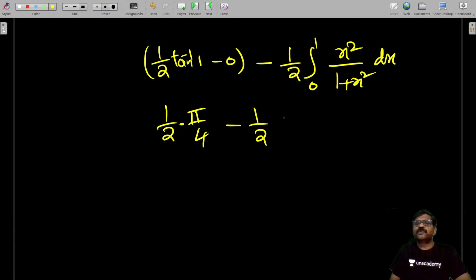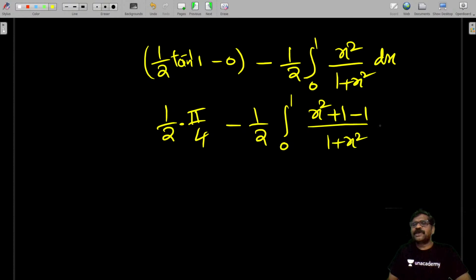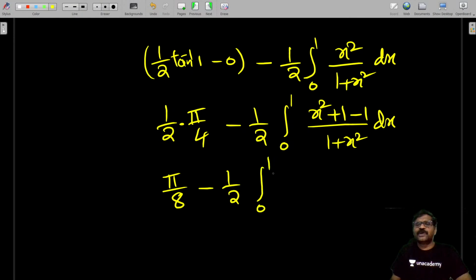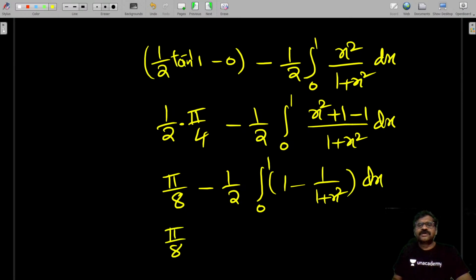Minus 1 by 2 integral 0 to 1. In the numerator, add 1 and subtract 1, over 1 plus x square dx. Now, pi by 8 minus 1 by 2 integral 0 to 1 of 1 minus 1 by 1 plus x square dx. That is pi by 8 minus 1 by 2.